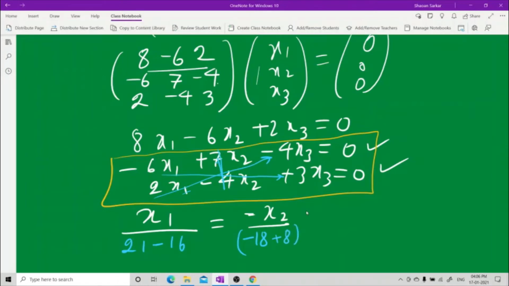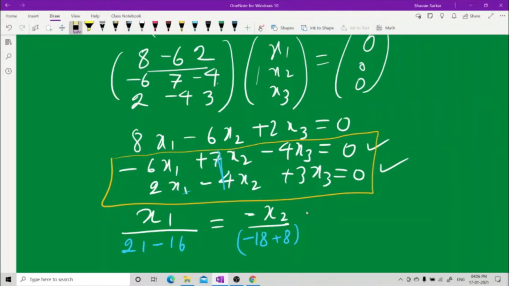Now you have x3. You hide the third column, multiply these two and multiply these two, the way you do in a determinant. And 6 minus 24, no, this is plus 24. And minus 6 times minus 4 is plus 24, and 2 times 7 is 14, minus 14.